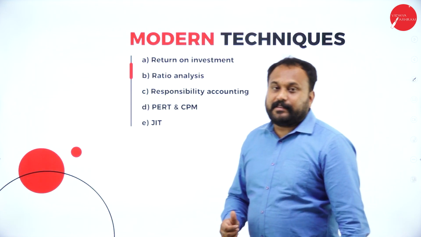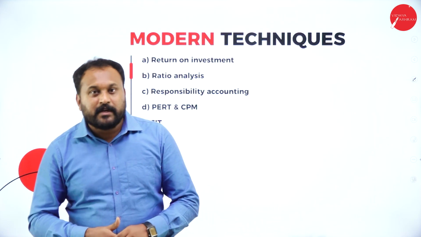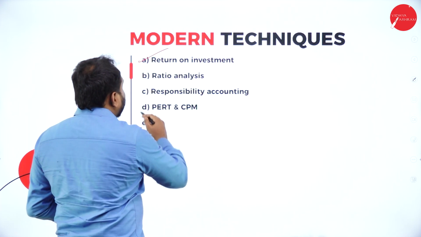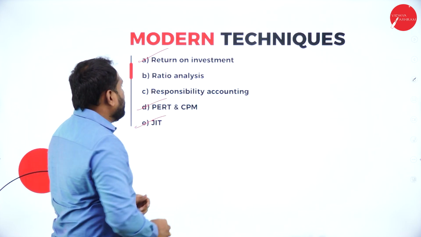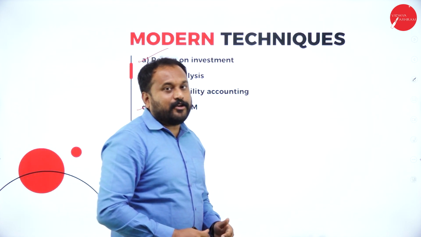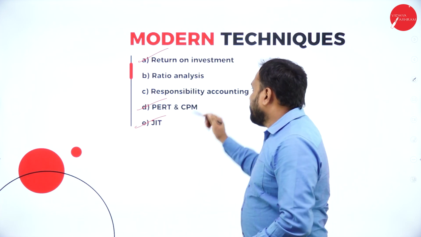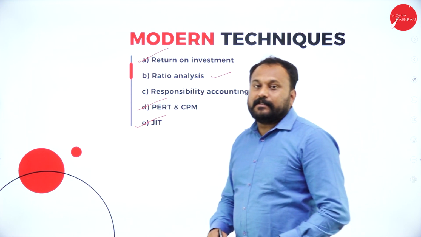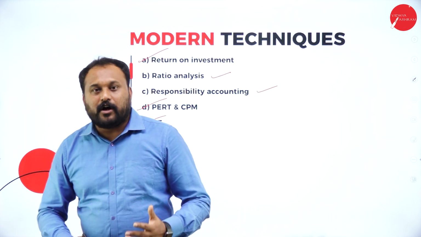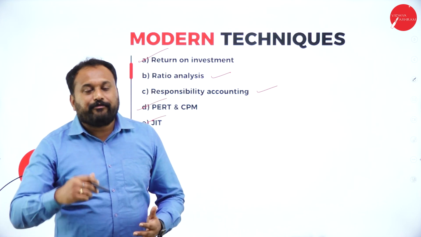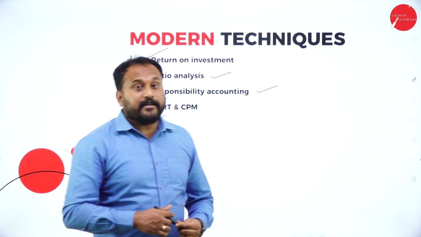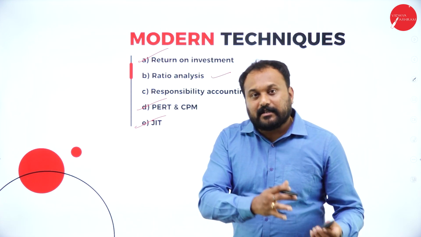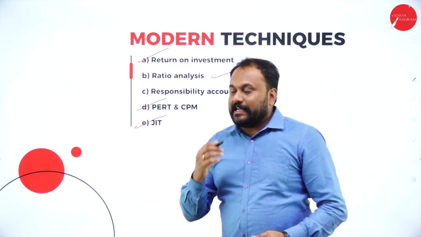Coming to the modern technique, now this is what you people need to understand. Now in your syllabus, if you go with it, you have something called return on investment, PERT, CPM, JIT. Only these 3 points are there in your syllabus, but I'm gonna teach you even ratio analysis, responsibility accounting here. So return on investment in the sense, whenever we invest anything on any of the business, now when will I get the return back? That is called the return on investment. How much will I get? If I have that calculation, there is a technique which can control my finance.